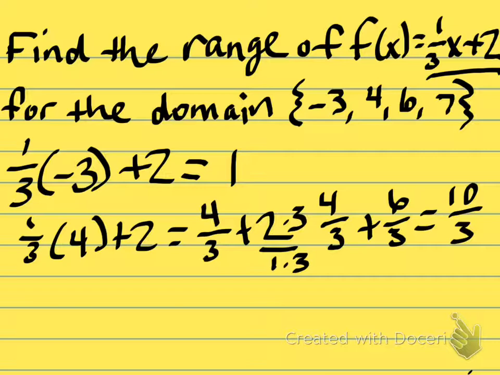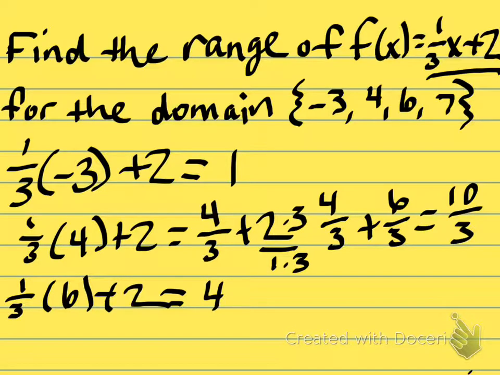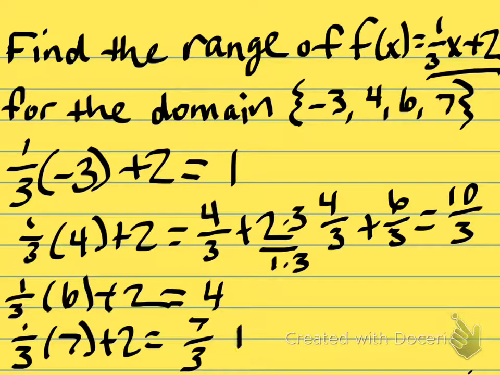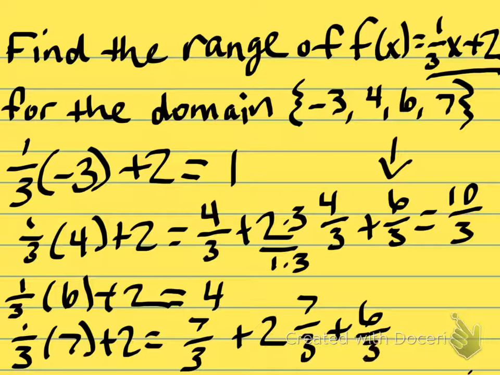All right, next one. 1 over 3 times 6 plus 2. This is the same thing as 6 divided by 3, which is 2, plus 2 is 4. And then last one, 1 over 3 times 7 plus 2. Well, you gotta remember 1 over 3 times 7 is 7 over 3 plus 2. Now if you look back right here, 2 became 6 over 3, so we have 7 over 3 plus 6 over 3, which is 13 over 3.